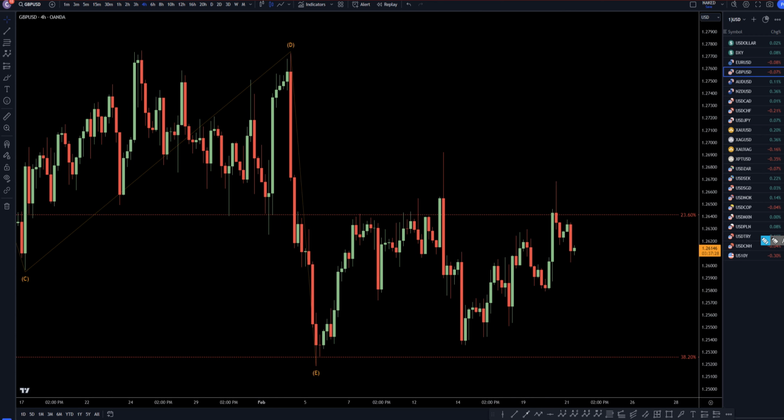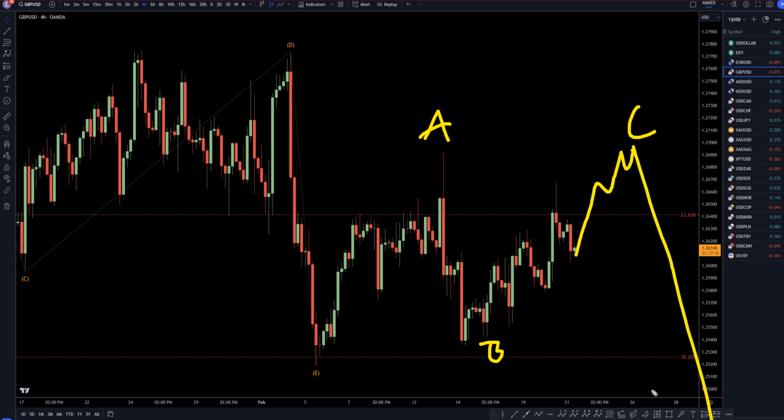On the 4 hour time frame, it is very overlapping. I mean, it is very corrective looking, which is why it could possibly turn into an A, B, and then maybe go up, take out the high of wave A, and then go back down like this. That definitely is a possibility that we need to be well aware of.